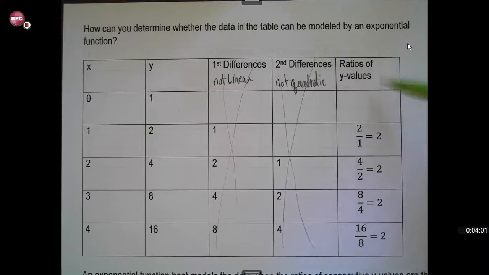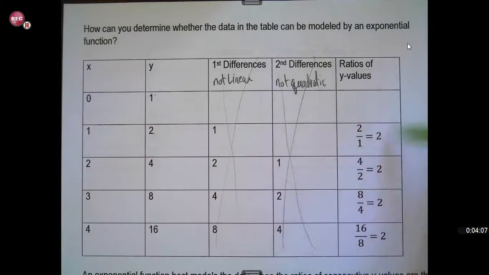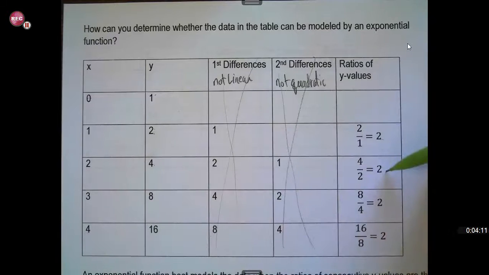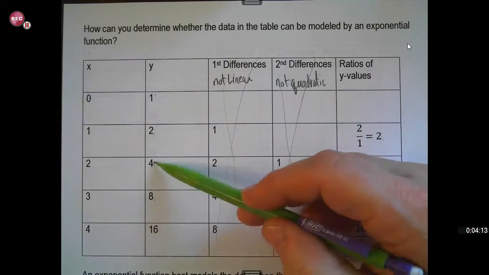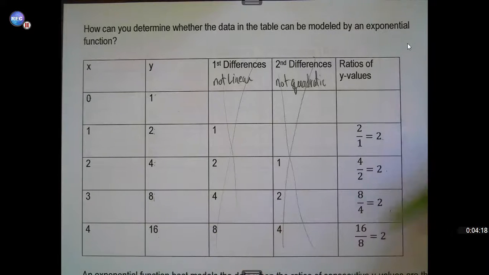For my third thing, I'm going to find the ratio of the y values. So I'm going to take 2 divided by 1, I get 2. I take 4 divided by 2, I get 2. I take 8 divided by 4, I get 2. I take 16 divided by 8, and I get 2.